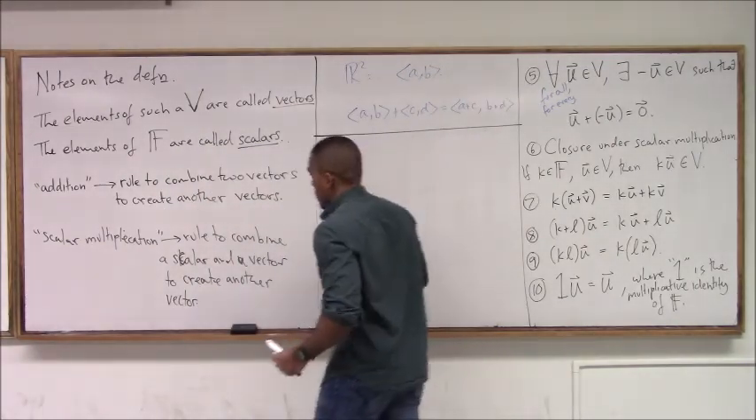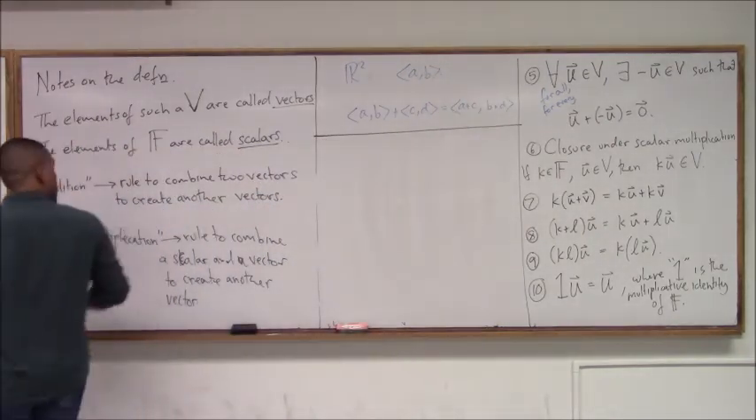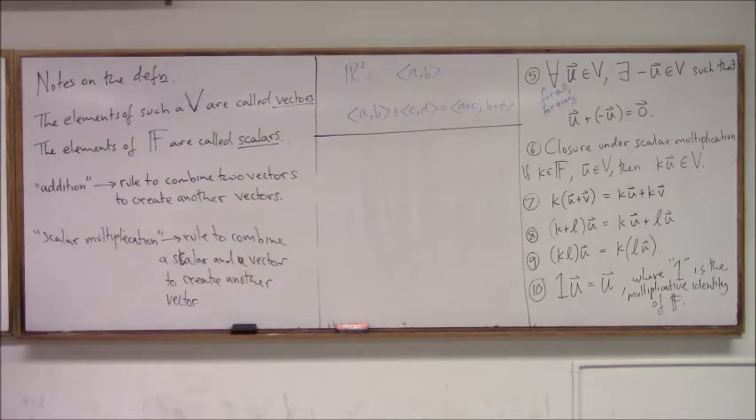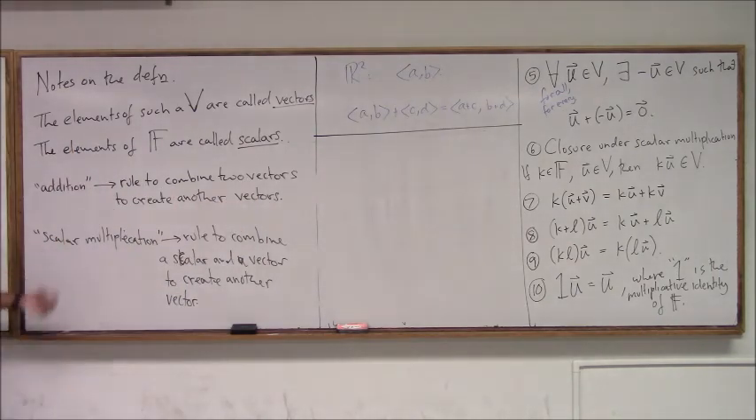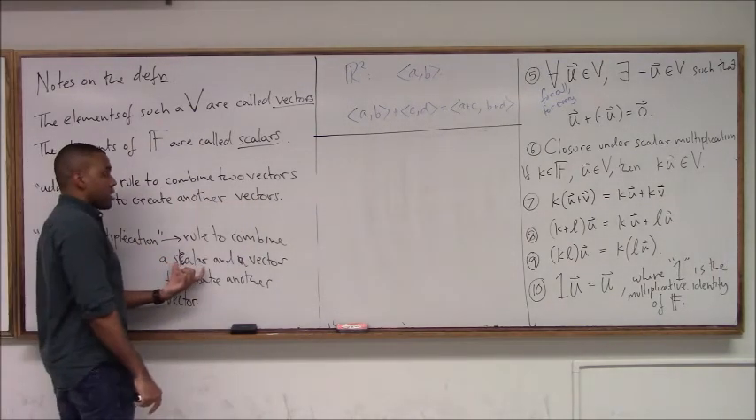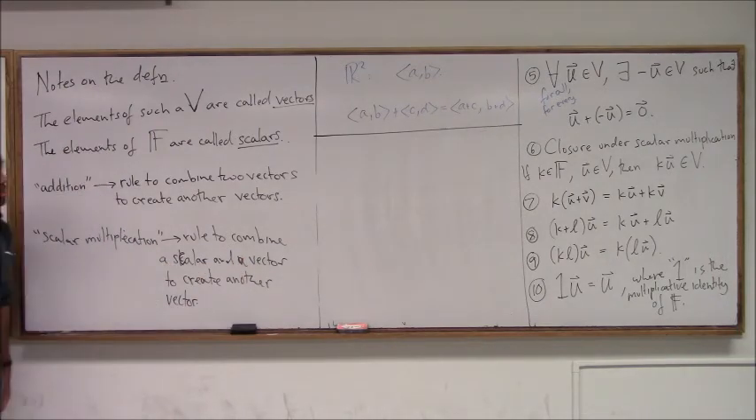I think I want to make some other notes on the definition. Okay, so the elements in F are called scalars. The elements in V are called vectors. Addition is a very arbitrary rule that combines two vectors to get another vector. Scalar multiplication is an arbitrary rule that combines a scalar and a vector to create another vector.